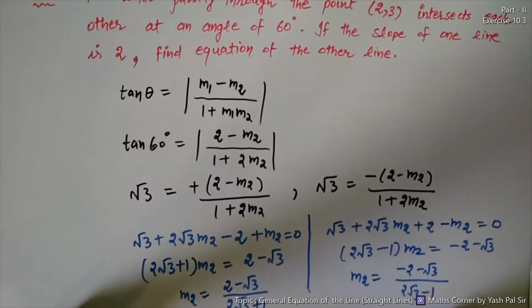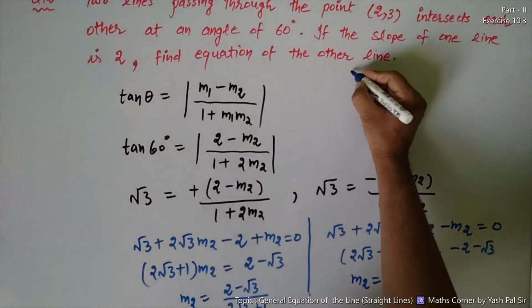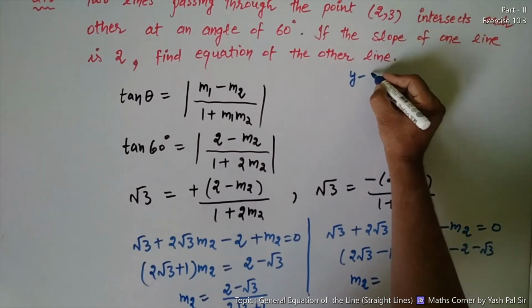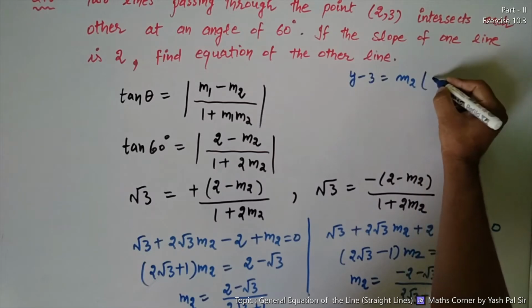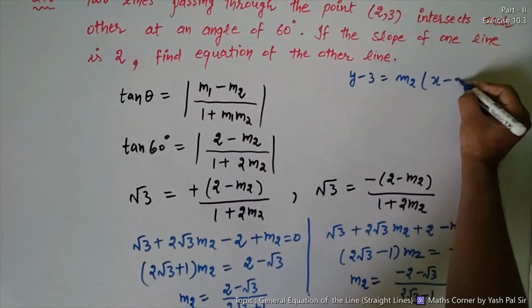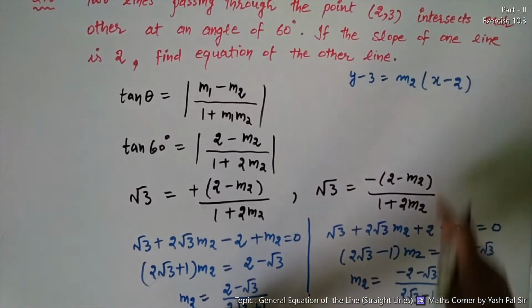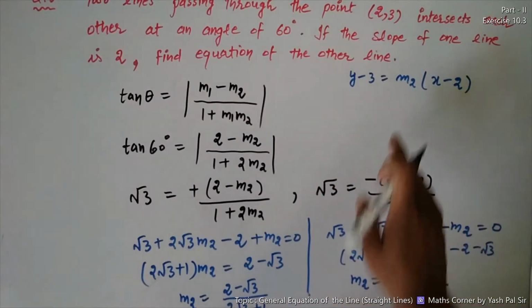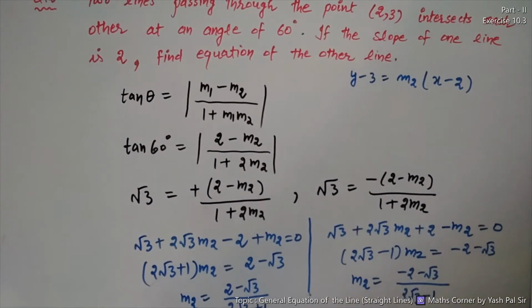Right? Now this is also given that the line intersects at 2 comma 3. So we can substitute the result in this equation. y minus y1, which is 3, equals slope m2 into x minus x1, which is 2. One time we shall take this value of m2, the second time we shall take the other value. We shall have two equations of the line. Okay, now next question.